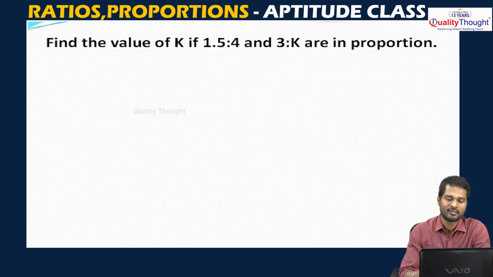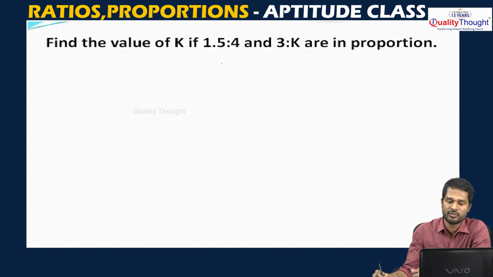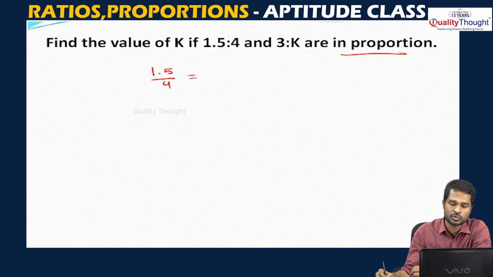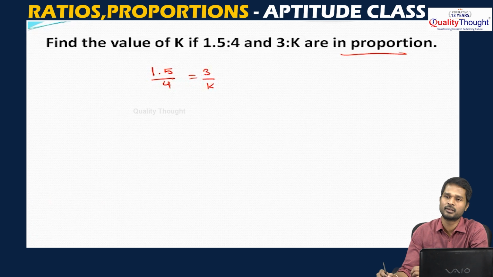See the question: find the value of k if 1.5 is to 4 and 3 is to k are in proportion. Whenever they are in proportion, that means the individual ratios are equal. So 1.5 by 4 is equal to 3 by k. We just need to find the k value.